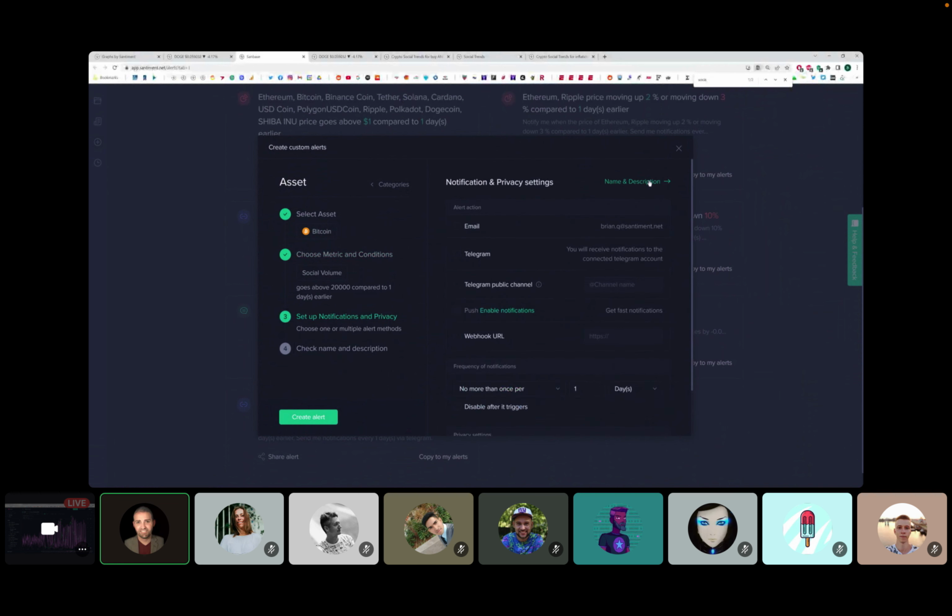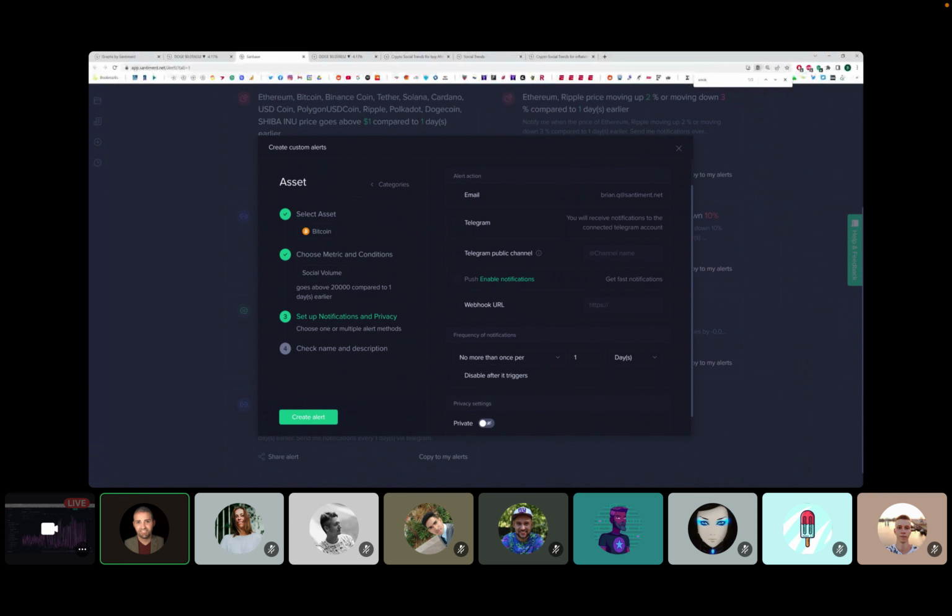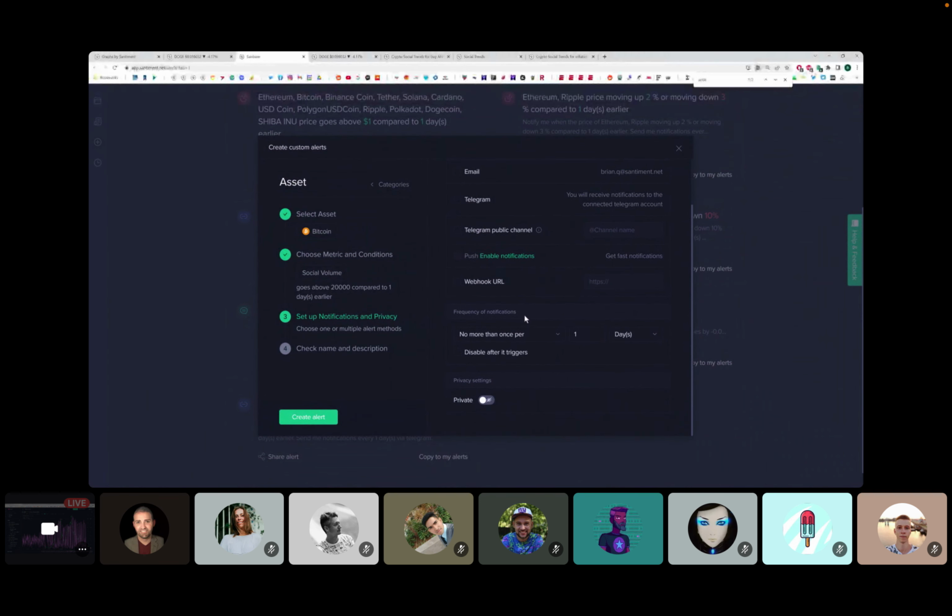And then I'll go to the next screen. This tells me my email, whether I want it to go to Telegram, whether I want some push notifications. You have to actually click on this and go to enable notifications to make that work. You can also choose the frequency of how often you want these alerts to happen. If you only want it to fire off once per day, you can leave it as is. You can disable it after it triggers. So let's say you only want a one-time alert, and then just not worry about ever getting these alerts again. You can click this on. You can have the alert fire off minutely, hourly, daily, or weekly.